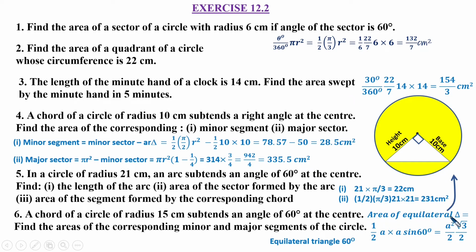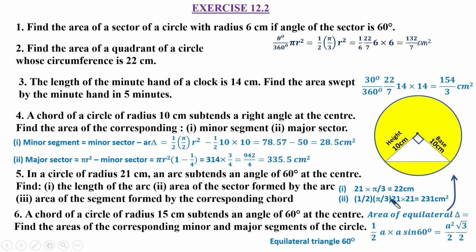This angle will be the same. So the area of the equilateral triangle is nothing but half of base into height, as I have shown earlier, half a square sine 60, and sine 60 is root 3 by 2. So if you subtract the area of this triangle from the minor sector, you will get the minor segment. Similarly, from the area of the circle, if you subtract the area of the minor segment, you will get the major segment. So the minor segment and major segment of a circle you have to find.